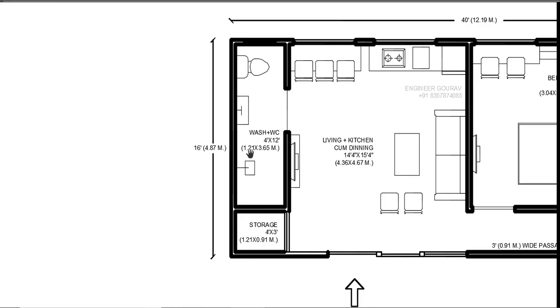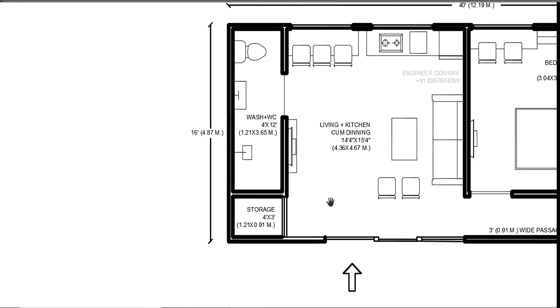On the left side we have a washroom plus water closet. Here you can see the wash basin, water closet and the shower area, and we have a ventilator for ventilation of this washroom. And on the left side we have a storage unit here. After that we'll go inside.